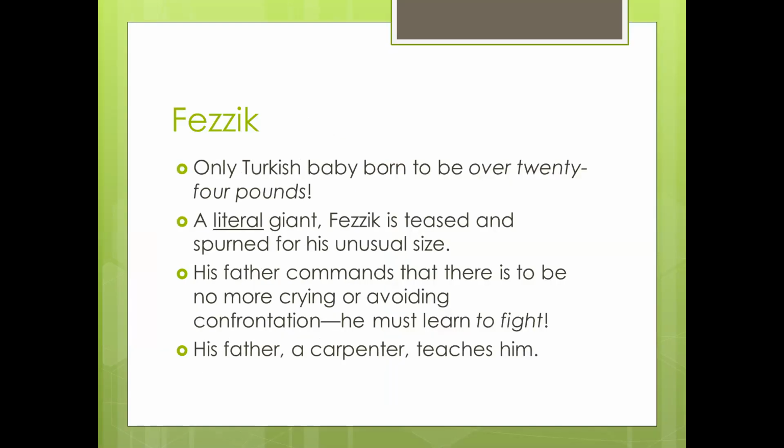Now this section of the book is nicknamed or subtitled Fezzik. And we spend a lot of time, as we did with Inigo Montoya, learning about the backstory of this giant. Of course, he is the only Turkish baby on record to be born weighing over 24 pounds. Now, we're also told it's not too strange for Turkish children to be born about 20 pounds and then quickly lose weight because they're large and hardy stock. This, of course, is ridiculous exaggeration.